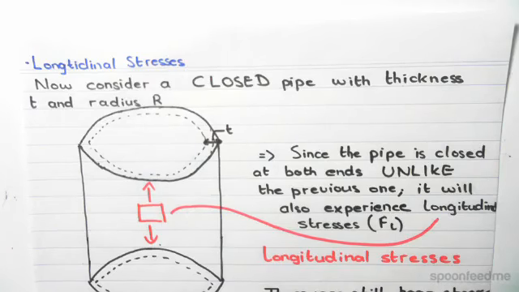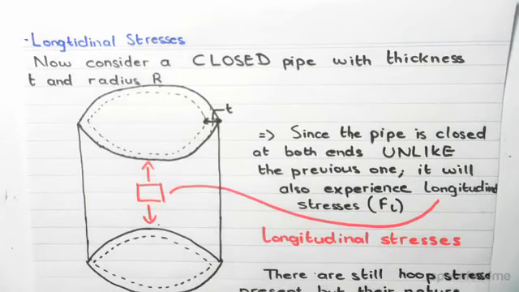The objective of this video is the explanation of longitudinal stresses. Unlike the previous video that I've shown you, where we had hoop stresses, our cylindrical pipe was open at both ends. On the contrary, in this video, if we examine this pipe, it has the same radius and the same thickness. However, both sides are closed. Okay, they're sealed off.